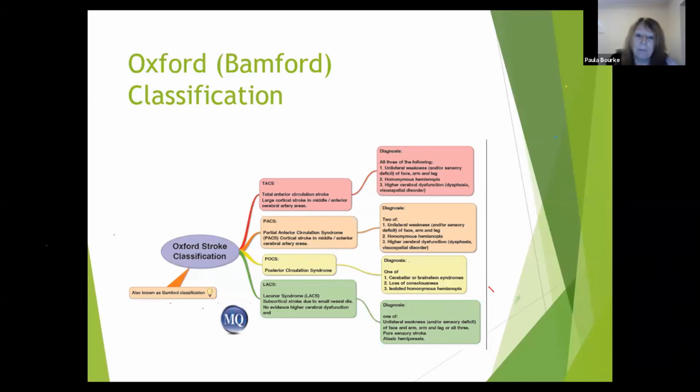For a partial anterior circulation, there should be 2 of 3. So do they have weakness and homonymous hemianopia, or weakness and speech difficulties? 2 out of 3. Posterior is a little bit more because it's cerebellar, so you could get loss of consciousness, you could get isolated homonymous hemianopia, so you get slightly imbalance, those kind of things. And then you've got lacunars, and the lacunars can vary, but they're pure sensory stroke. They can be ataxic hemiparesis. So depending on where the lacune affects, you'll get the different results.